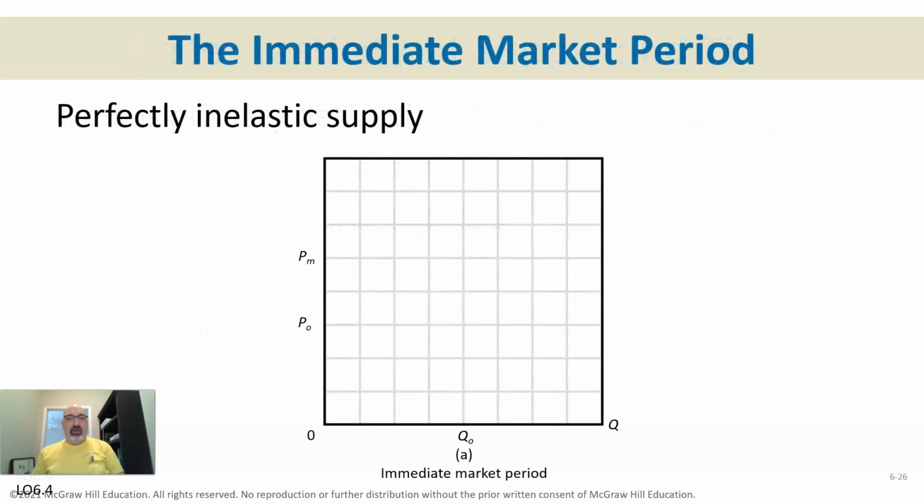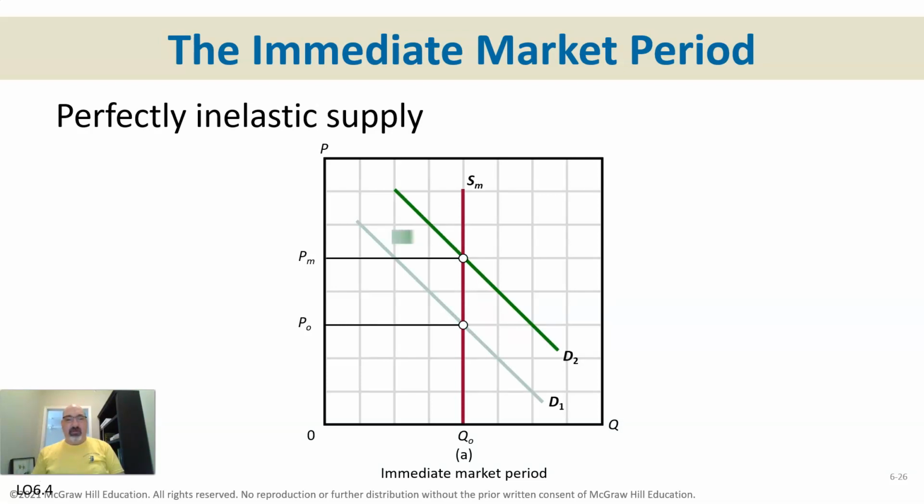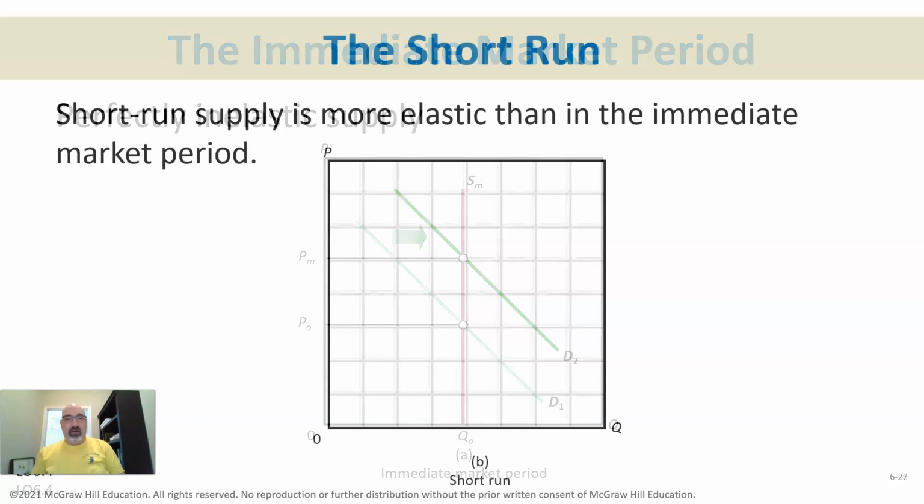And so here we go. The perfectly inelastic supply, there you go. There is no time for change. And in that one, if you think about the Popeyes chicken sandwich when it first came out, they had no time, and they ran out. They had no time to change anything. That is your immediate market period.